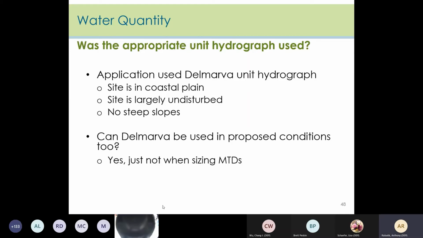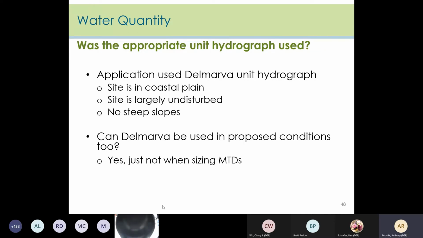The question we get a lot is, can the Delmarva unit hydrograph be used in the proposed conditions? The reason we use the Delmarva is that the site is relatively undisturbed, it's flat, it's interacting with sandy soils, and has undulating topography that lowers the flow. Those things are gone in the proposed conditions, but if it's ultimately just discharging into a basin, it doesn't make much of a difference, because the basin is sized for volume, and the volume for both hydrographs, both the SES and Delmarva, will come out to be the same.